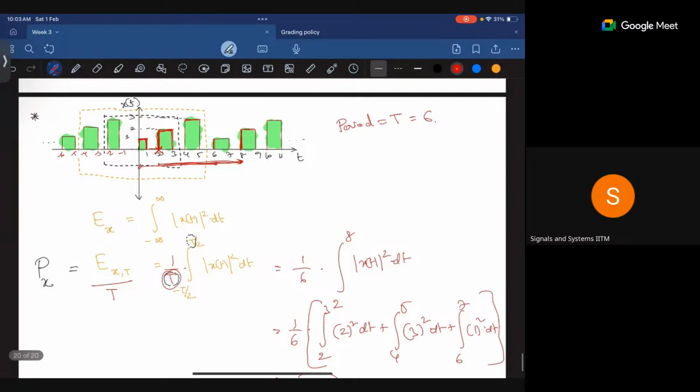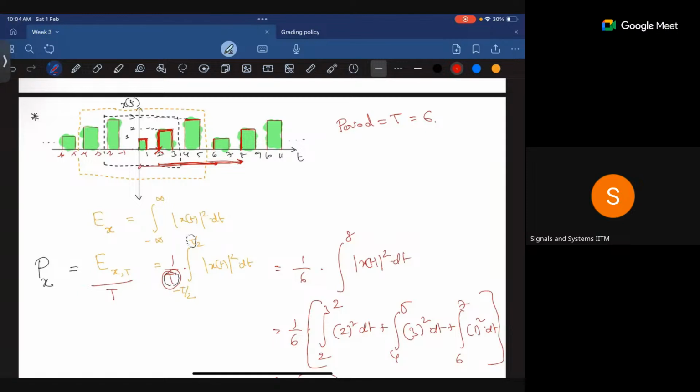So in periodic signals, the conclusion is you don't have to consider the original formula, like limit T tends to infinity 1 by T integral from minus T by 2 to T by 2 and these things. Rather, you can compute the average energy in one time period. And that time period you can choose. That interval you can choose. So it should be like one particular time period.